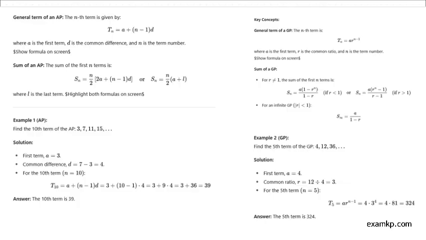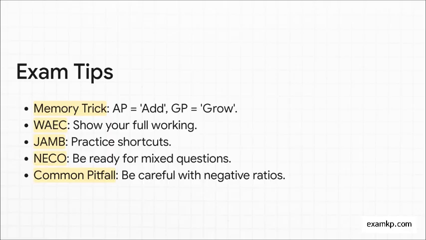AP is built on a common difference. GP is built on a common ratio r. Whatever you do, don't mix those two up in the exam hall. And here are a few final tips. For WAEC, you have to be meticulous, show all your work. For JAMB, it's all about speed, so practice shortcuts. And for NECO, be ready for anything. They might even mix AP and GP in one question.